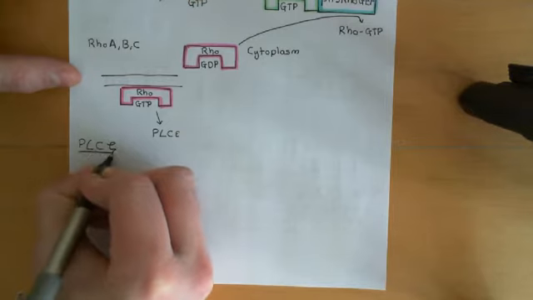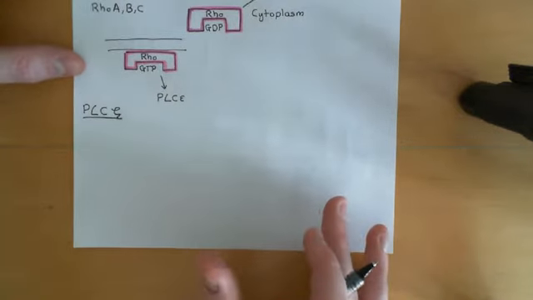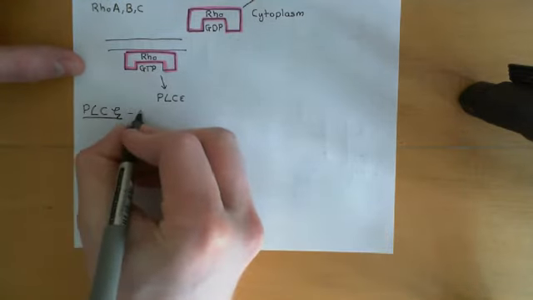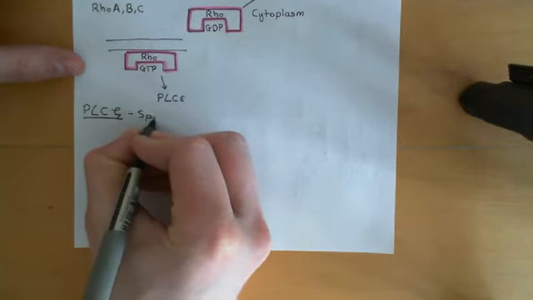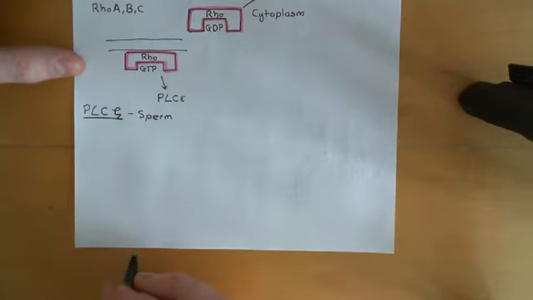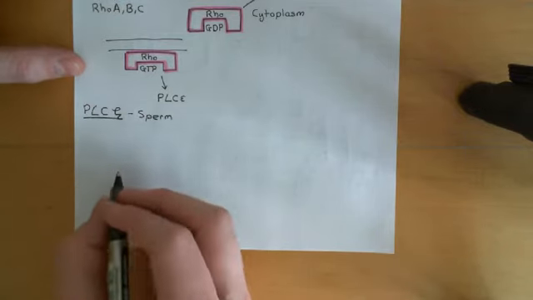Firstly, let me tell you about its expression profile. It has a very, very limited expression profile. It's only been found so far in sperm cells, and it's believed to be extremely important in fertilization. Let me show you now the structure of the phospholipase C zeta enzyme.